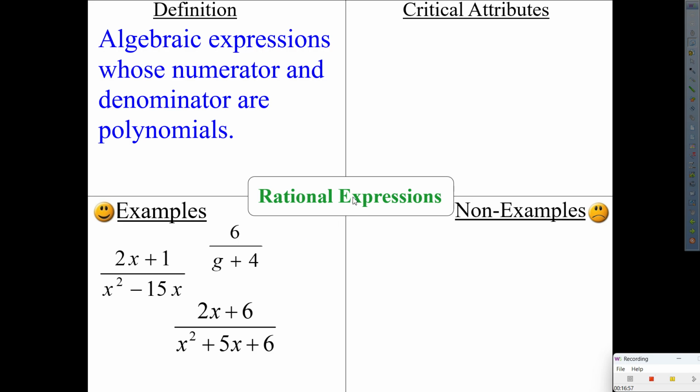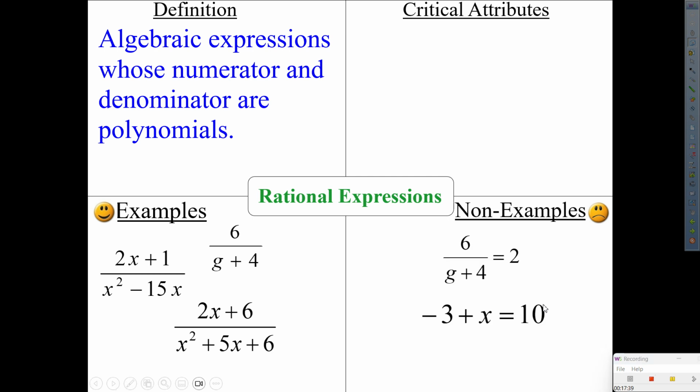So, according to the definition, rational expressions are expressions that have numerators and denominators that have polynomials. So let's see. Do we have a numerator and denominator? Yes. Is there a polynomial here? Yes. There they are. How about here? Yes. Numerator, denominator? Yes. Polynomials? Yes. Okay. These are rational expressions. If you were to say one word to someone, what would it be? What are these called? Fractions. That is correct.